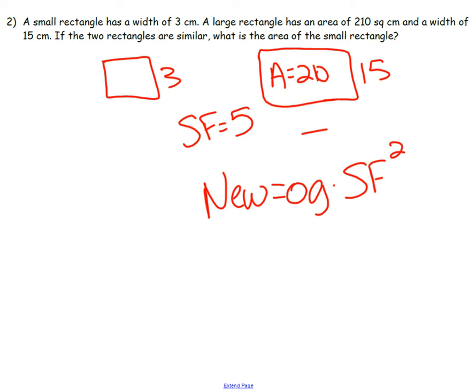Okay. So what is our scale factor squared? 25. 5 squared is 25. Is 210 our new shape or our original? That is the new shape. So how can we get back to the original? Not divide by 5. Divide by 25.